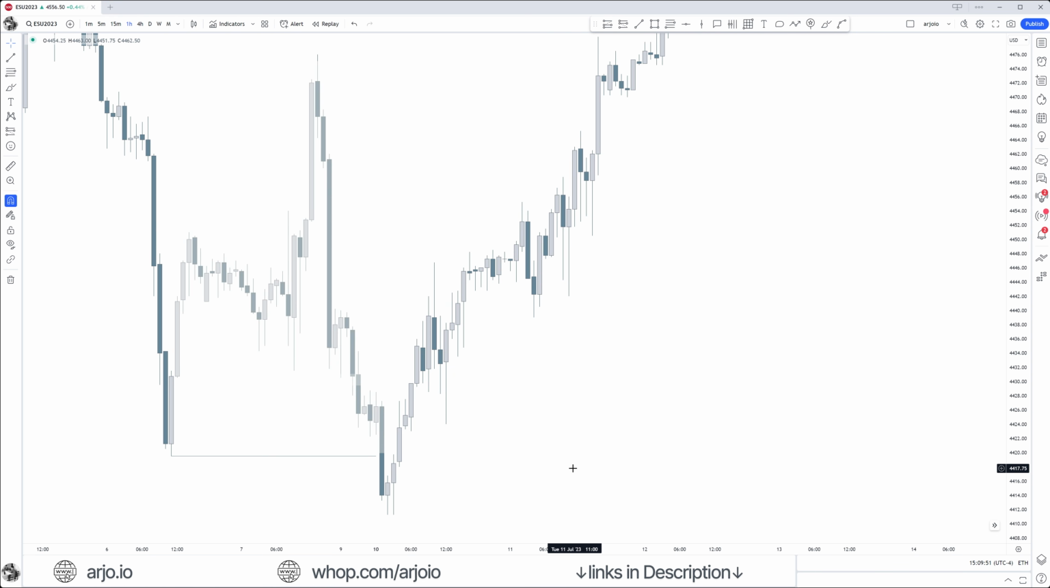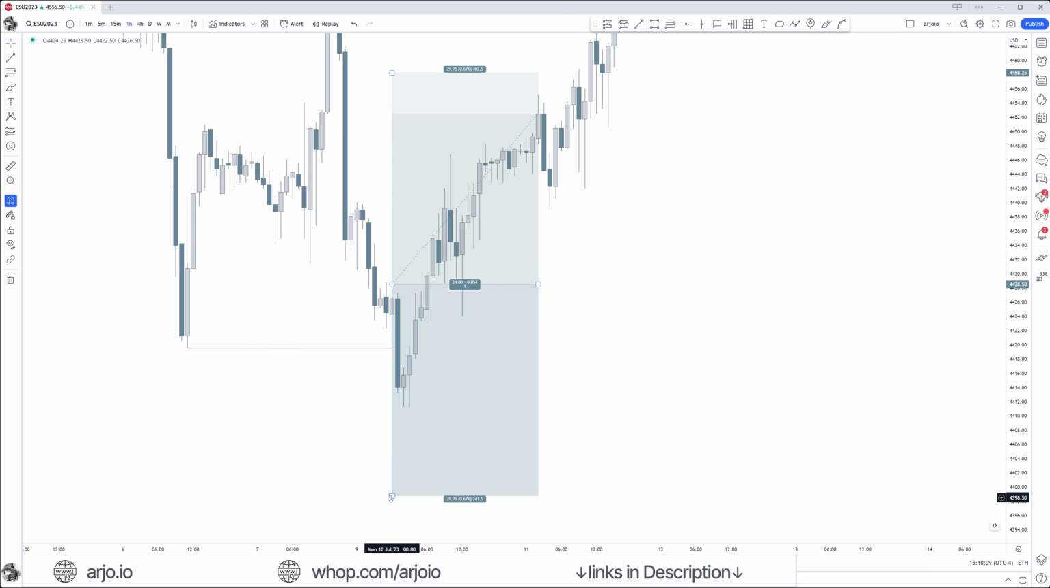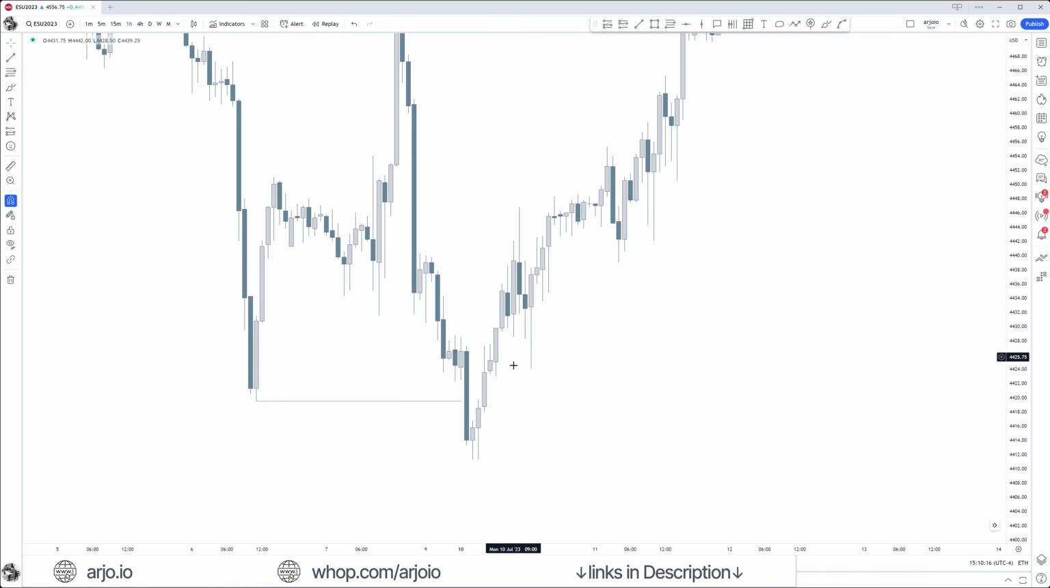What can you do after that? You can use the concepts of the previous episode to get to an entry with an overlapping PD array. So that could be off of that breaker right there, covering that low right there and targeting the highs right there, the drawn liquidity. Now, why am I picking this in hindsight?